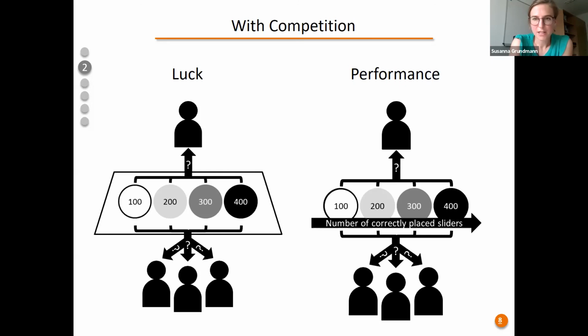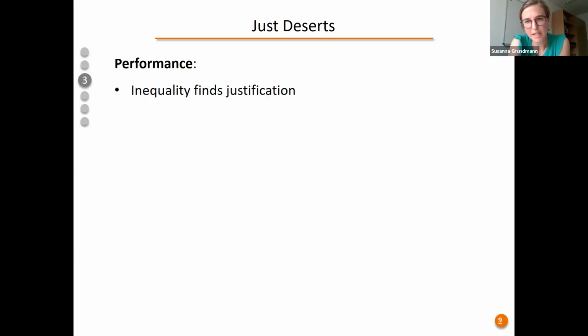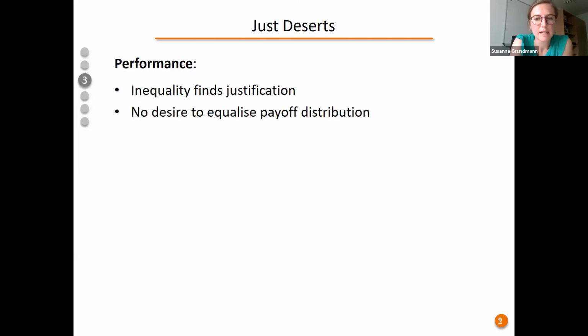So going into the hypotheses, in the performance treatments, inequality finds justification because it is based on a factor that is within subjects' control, so their performance or their effort in the real effort task. Therefore, I expect subjects to have no desire to equalize the payoff distribution. So subjects that earn a high bonus should feel entitled to this bonus because they exerted a lot of effort and performed well. And subjects that only received a low bonus should see that the other subjects are more entitled to a higher payoff than they are. So altogether, there should be no desire to equalize the payoff redistribution.